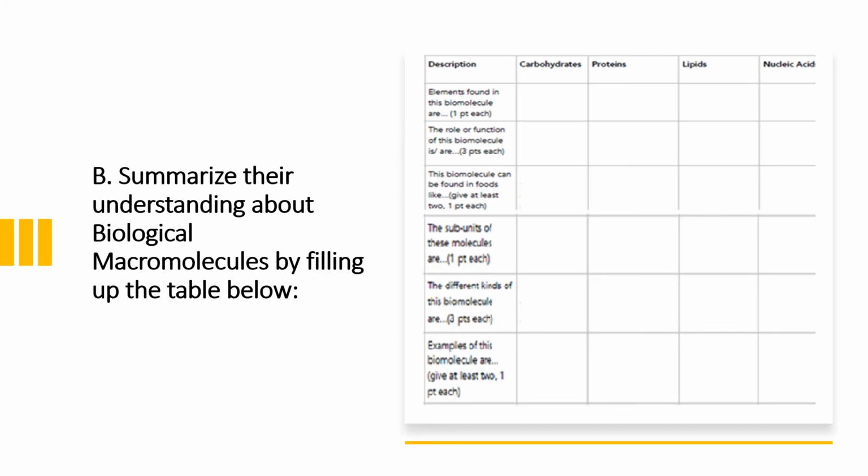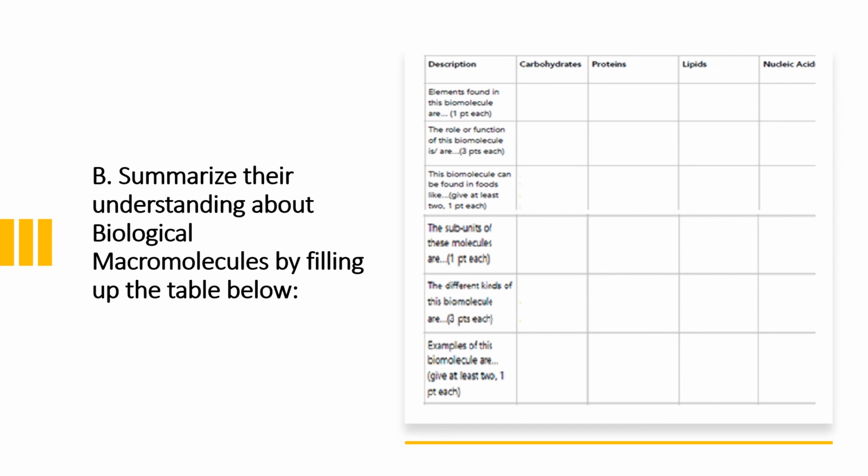All right, for the second part of activity 1, you are going to summarize your understanding about biological macromolecules by filling out the table. So in the first column, as you can see, the description. Then the second column, carbohydrates, followed by proteins, lipids, and nucleic acid.